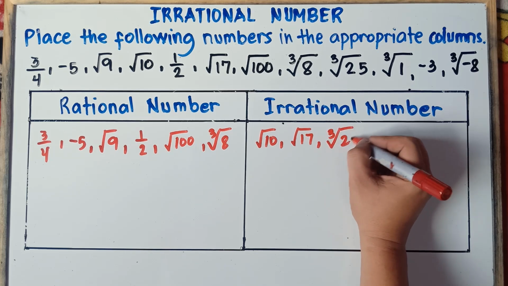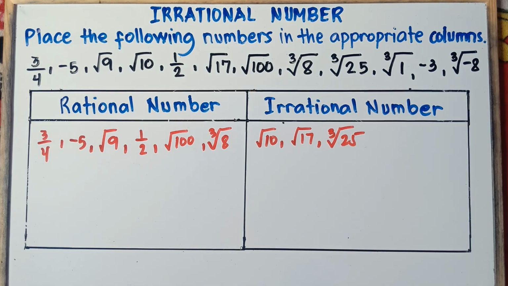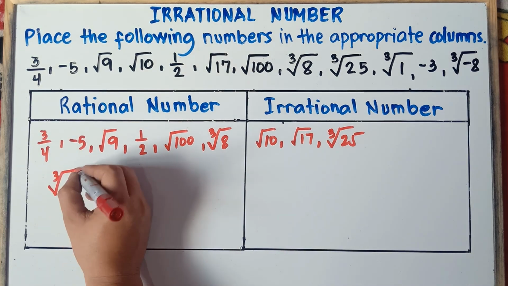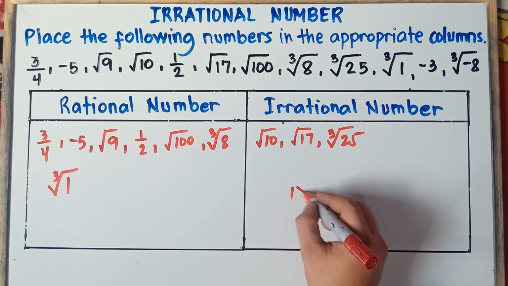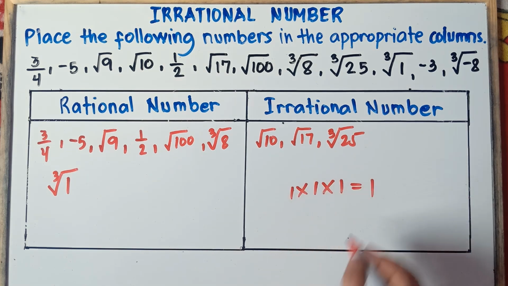Cube root of 25. How about cube root of 1? Is cube root of 1 irrational or rational? Do we have a cube root of 1? Yep, the cube root of 1, that's 1, because 1 times 1 times 1, the answer is 1. Therefore, the cube root of 1 is a rational number.